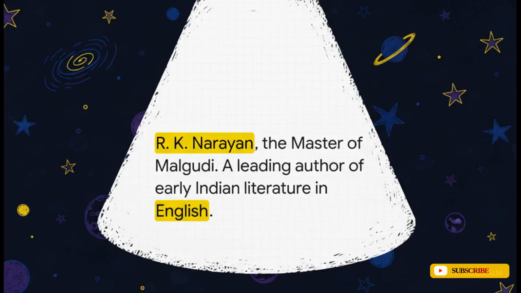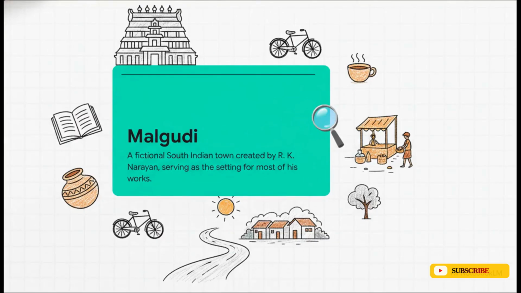Now, all three of them are absolute legends. But let's put a special spotlight on one of the most beloved storytellers India has ever produced, R.K. Narayan. Why? Because to understand his world is to get a deep, beautiful insight into the Indian heart. And at the center of Narayan's entire universe is Malgudi. Now, Malgudi isn't just a setting, it's a living, breathing character in itself. It's a fictional South Indian town that feels more real to millions of readers than many actual places on the map.